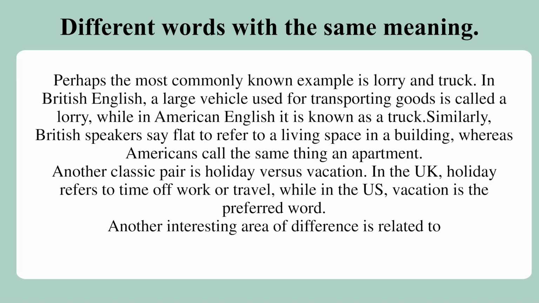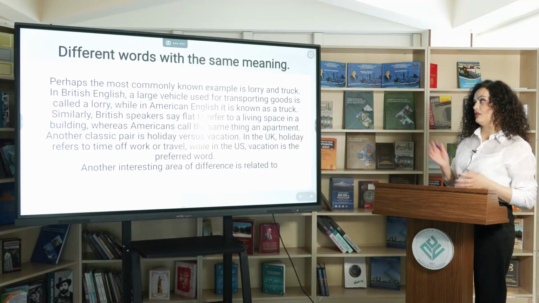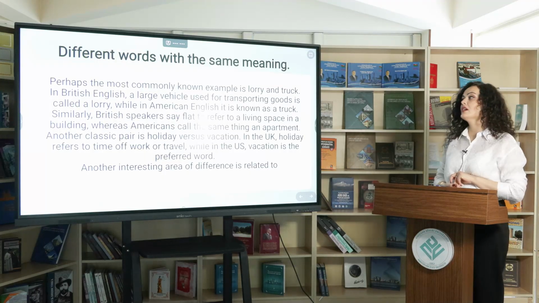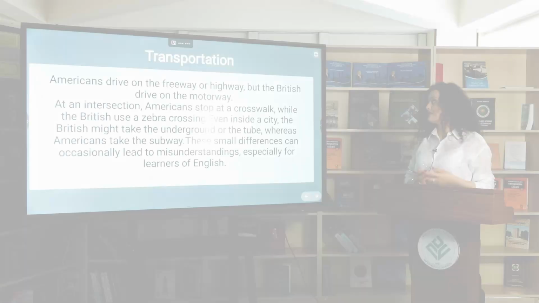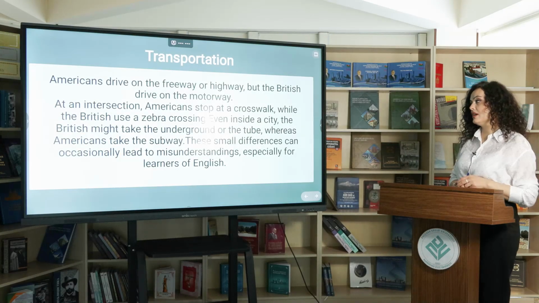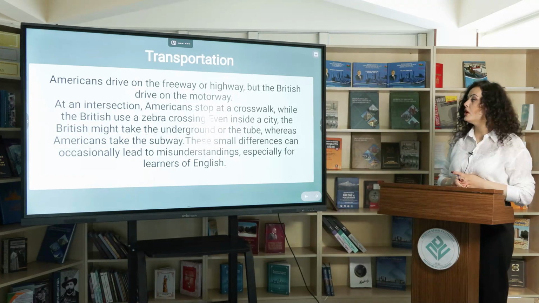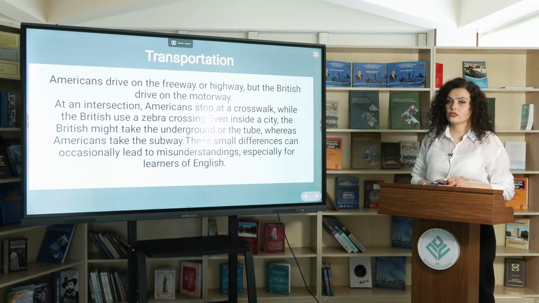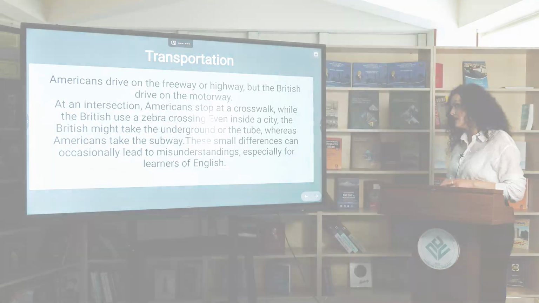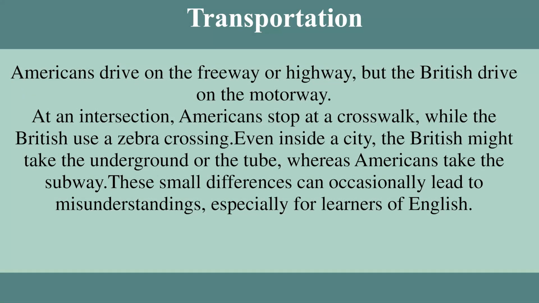Let's begin with the first category, different words with the same meaning. For example, the most commonly known example is lorry and truck. Even inside a city, the British might take the underground or the tube, whereas Americans take the subway. These small differences can occasionally lead to misunderstandings, especially for learners of English.